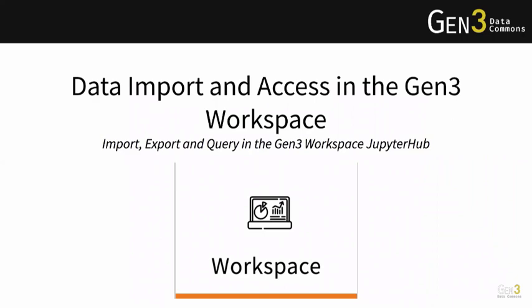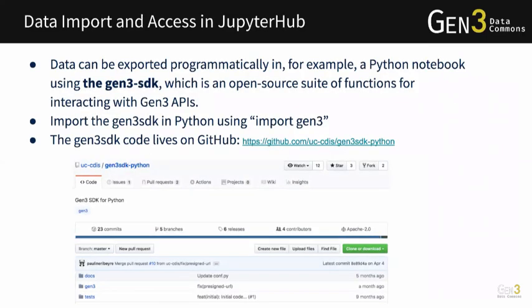Next, I'd like to talk about data import and access in the Gen3 workspace. Specifically, we'll go over import, export, and query in the Gen3 workspace Jupyter Hub. Data can be exported programmatically, for example, in a Python notebook using the Gen3 SDK, which is our open source suite of functions for interacting with Gen3 APIs. You can import the Gen3 SDK in Python using import gen3. The Gen3 SDK code lives in GitHub at the following repository location.